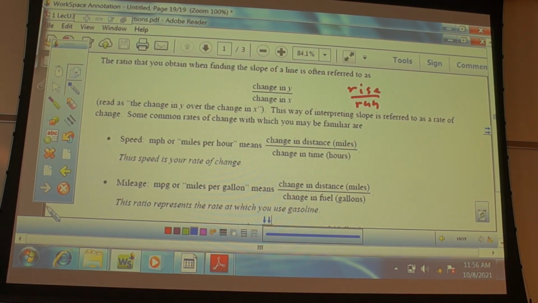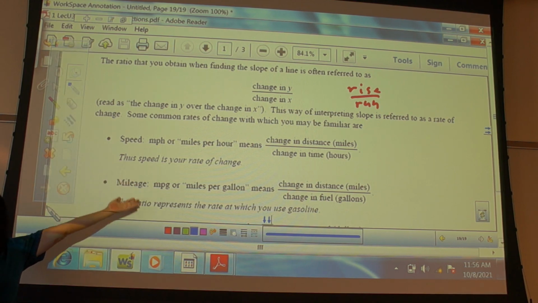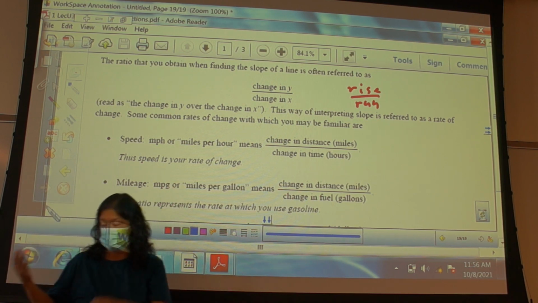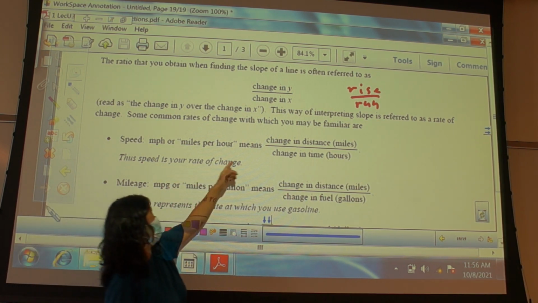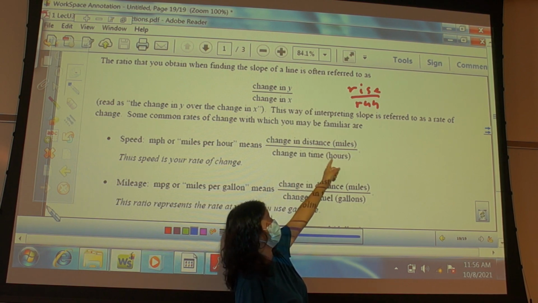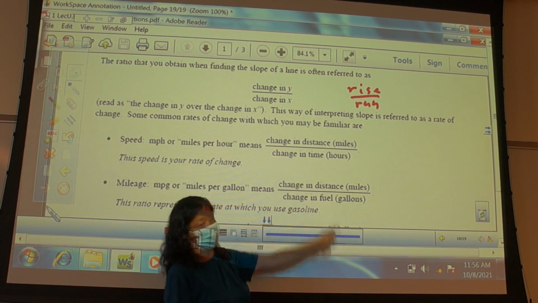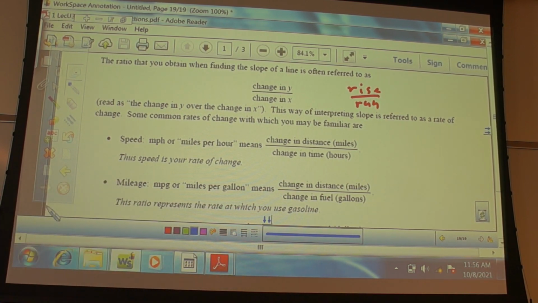Alright, so there are some common rates you've all heard of, like miles per hour. Per means divide by, or over. So miles over hours: how many miles you did per the hours you drove. It's the change in miles over the change in time. If I want to know the miles per hour I drove from here to LA, I take the distance I drove and divide by the time it took me to drive that. Then I get my average miles per hour.